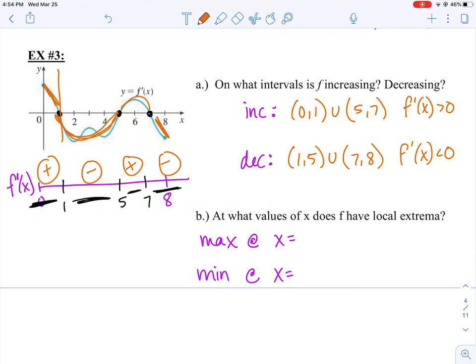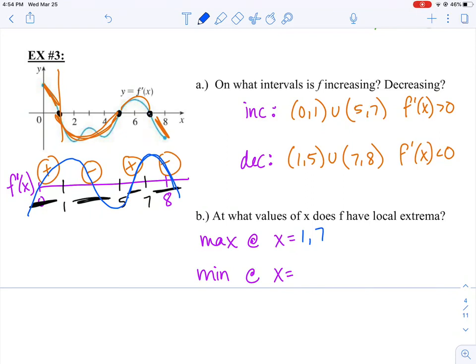I can also then use my first derivative test to figure out where I have relative maximums and minimums. So I know in this graph, my function is increasing, decreasing, increasing, and decreasing again. So to me, it looks like it's increasing then decreasing. My derivative goes from positive to negative. So I have a relative maximum at x equals 1. It also increases and decreases again. My derivative goes from positive to negative at x equals 7. So it looks like I have relative maximums at x equals 1 and 7.